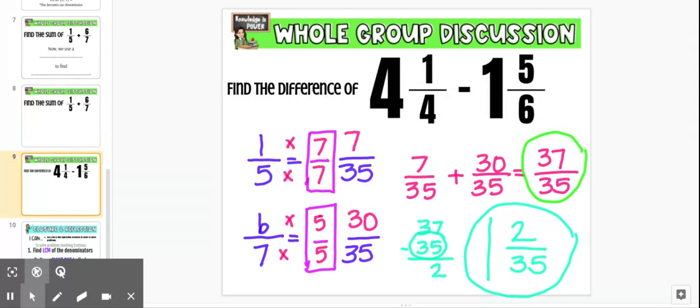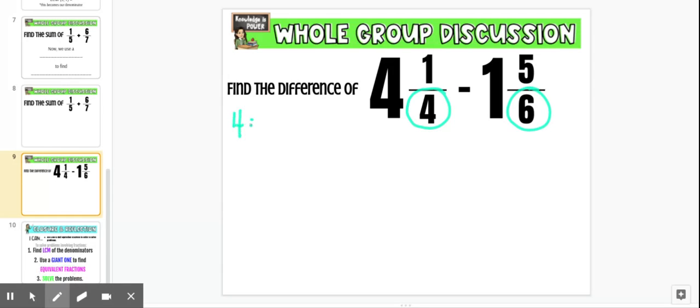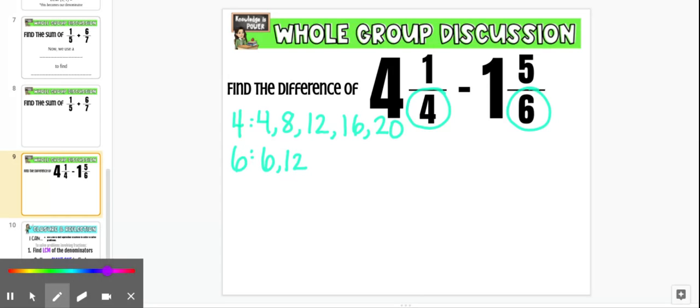All right, so our last problem here that we are going to do is finding the difference of 4 and 1/4 minus 1 and 5/6. Okay, so we're not going to go step by step. We're just going to say, let's look at our denominators and find an LCM. So I'm going to go out 4, 8, 12, 16, 20, and then 6. 6 is not in the top list, then 12, and there it is, 12 and 12. So I'm not even going to go any further.